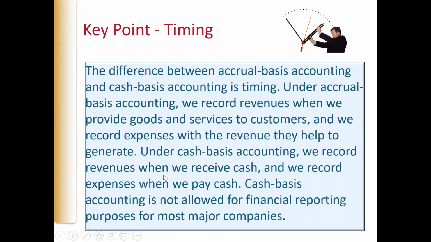Cash basis of accounting is not allowed for financial reporting. We all want to be on the same page. So for one company to be able to compare its financial statements to another company, we have to have the same rules. That's why we do it this way. Does that make sense?